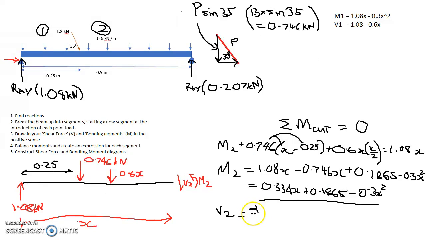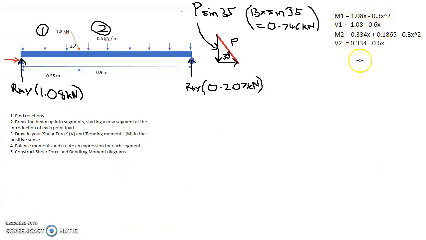V2 equals d on dx of M2. When I derive a constant term, like this one here, it goes away. I derive that one, we're left with 0.334. And I derive that one, we're left with minus 0.6x. Okay, so there are my two terms. Again, I'm going to pause the video, transfer these up here, and we're going to get to work on our diagrams.